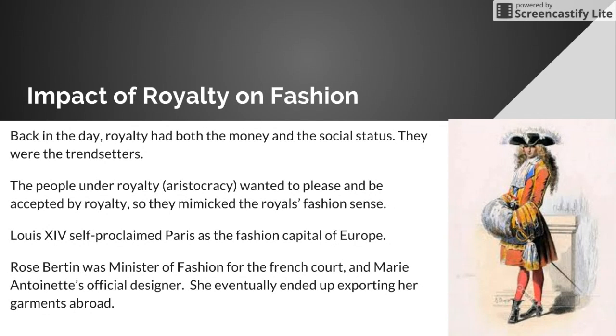And this person's name was Rose Bertin, which is very interesting because it was a woman at a time where a lot of women were not part of official politics. Rose Bertin was also Marie Antoinette's official designer. And Rose Bertin got so popular that she ended up having a business where she would export her designs and her garments to other places. So she wasn't just a main character in France.